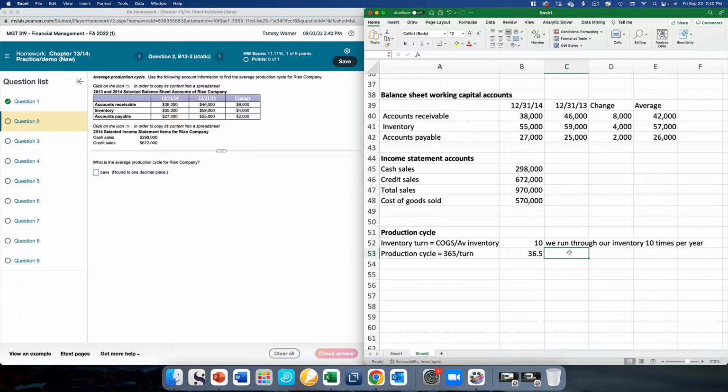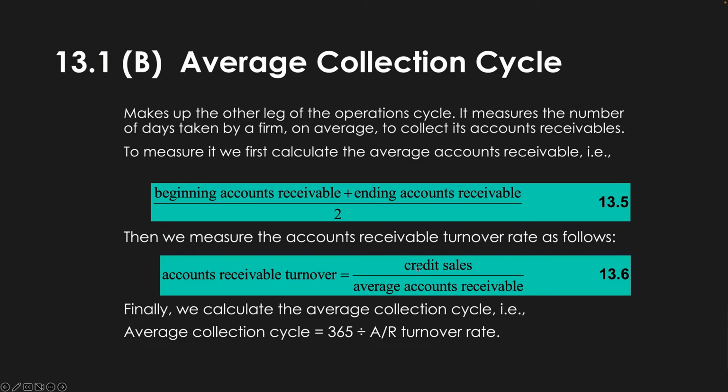Right, so our inventory turns over every 36 days. Okay, the next cycle that we need to evaluate is our collection cycle, which you basically do the same process. You figure out your average accounts receivable, and then your accounts receivable turn is credit sales divided by the average accounts receivable, and then the collection cycle, as before, is 365 divided by the AR turn. Okay, so let's go ahead back over to Excel and do that.